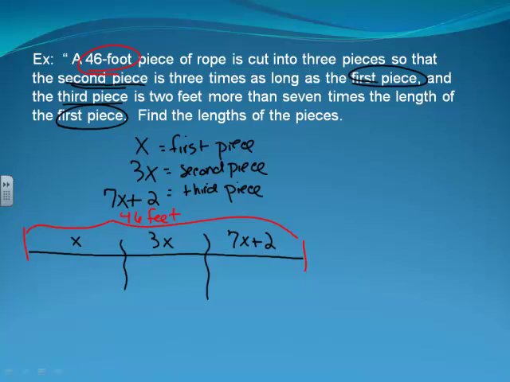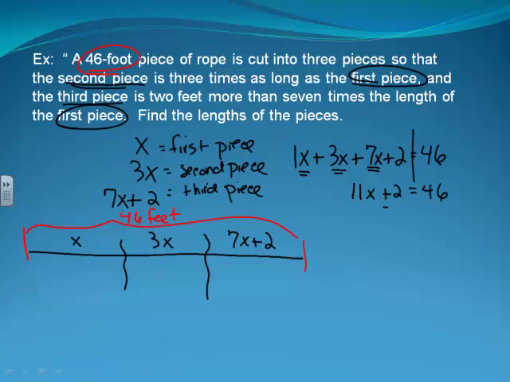So let's do that. We've got x plus our second piece is 3x plus our third piece is 7x plus 2 is equal to the entire length of our rope, which is 46 feet. Okay, working on individual sides, remember you can only combine like terms if they're on the same side. So x, and remember that's an understood 1x. 1x plus 3x is 4x. 4x plus 7x is 11x plus 2 equals 46.